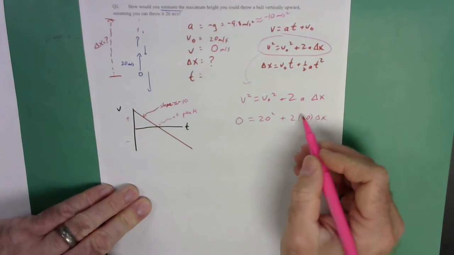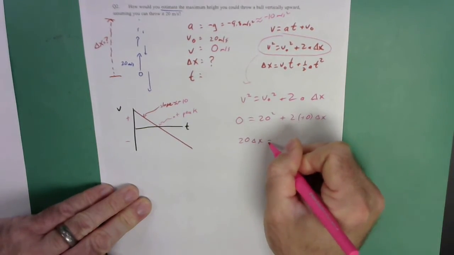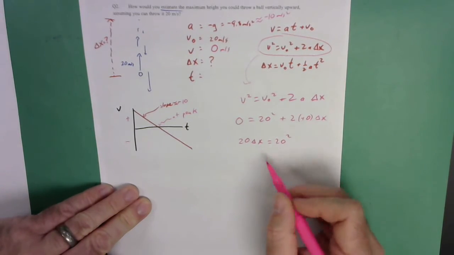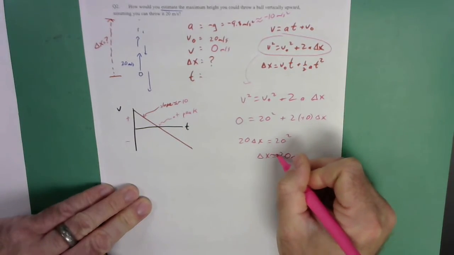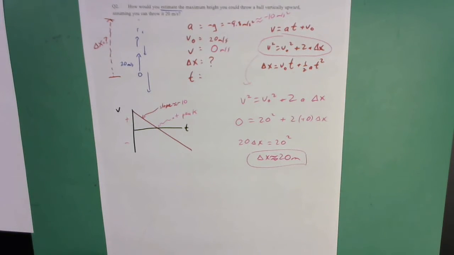Oh my gosh, look what's going to happen. Move this over to get 20 delta x equals 20 squared. Look at that: 20 times delta x is 20 times 20. Oh, look, delta x is about 20 meters. About. As a really quick estimate.